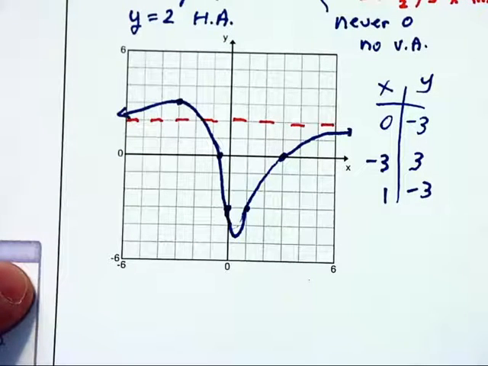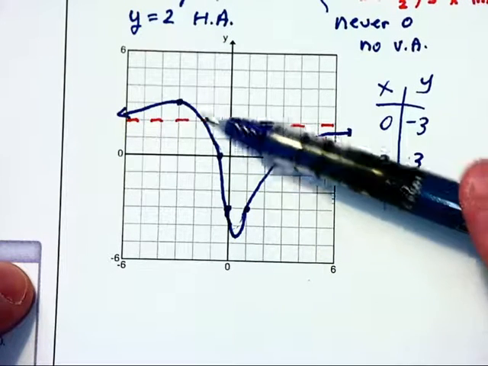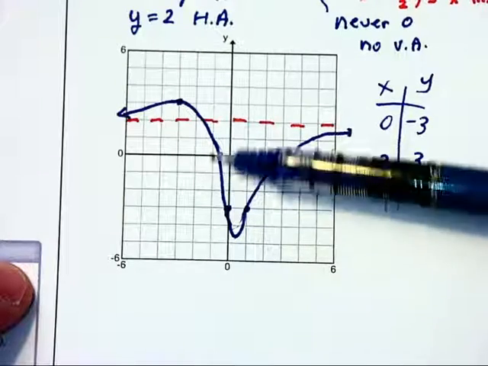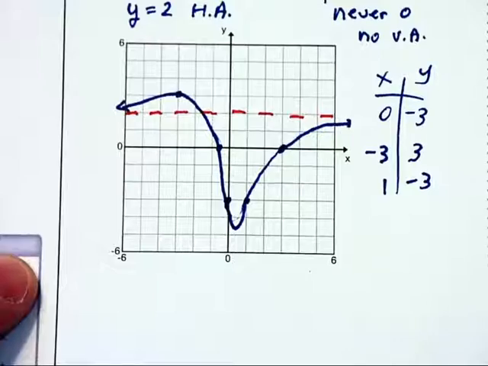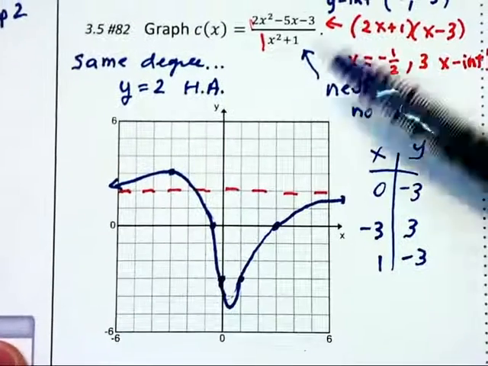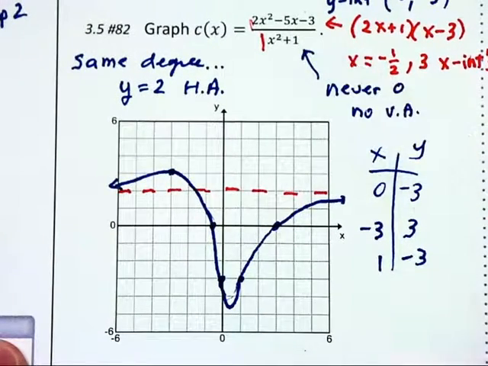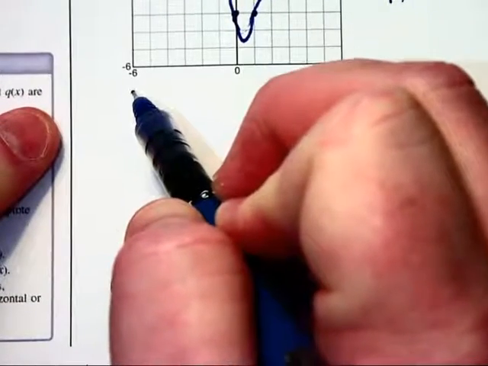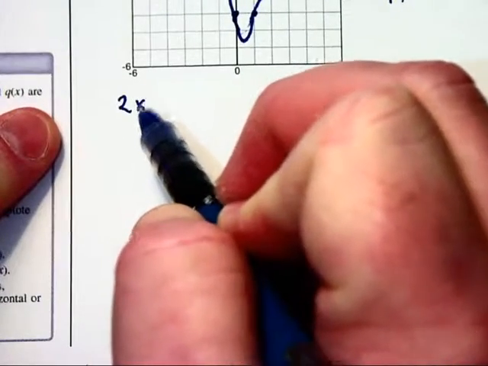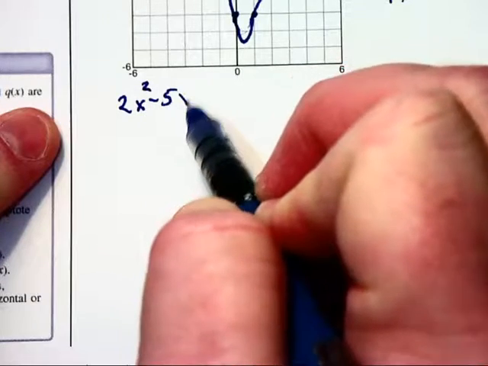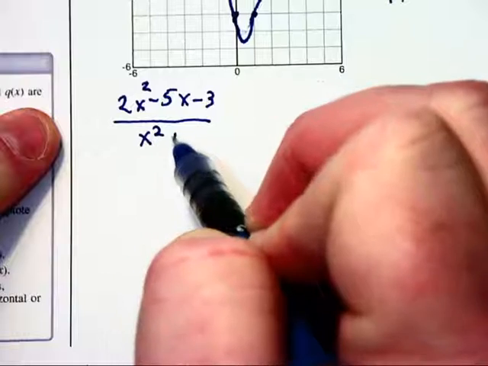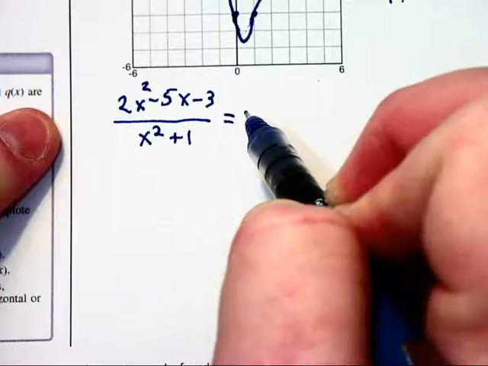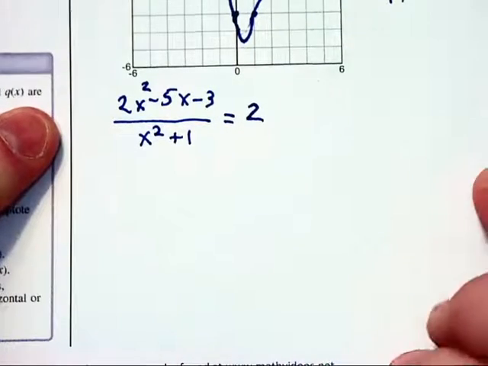Now, if we wanted to find the point of intersection here, we'd have to say, where is the y value equal to a height of 2? And that would mean solving the original equation equal to 2. I'm going to do that very quickly. Here we go. Original function, (2x^2 - 5x - 3)/(x^2 + 1). Where is that equal to 2?